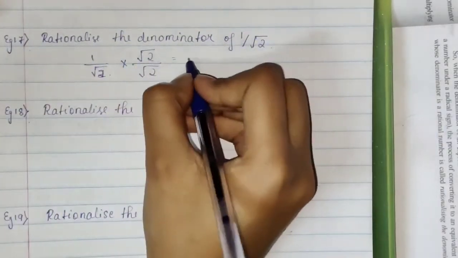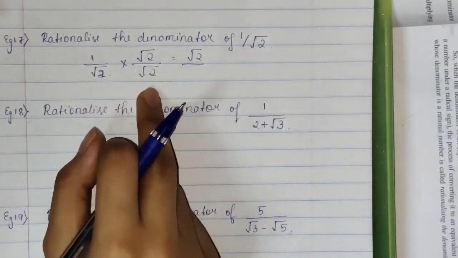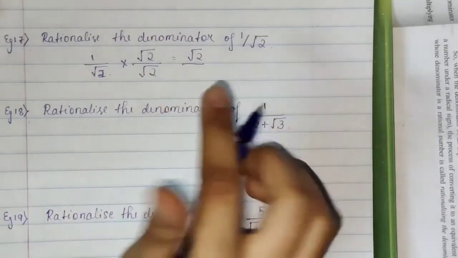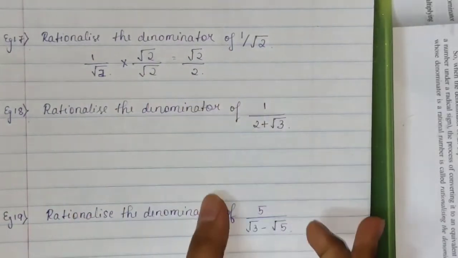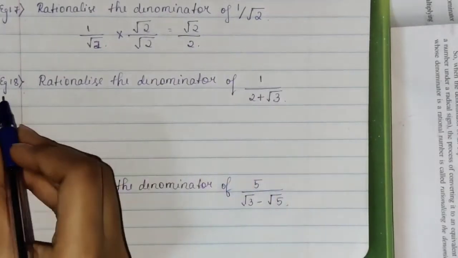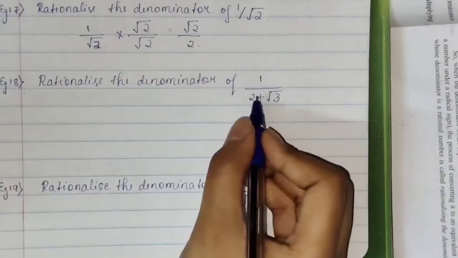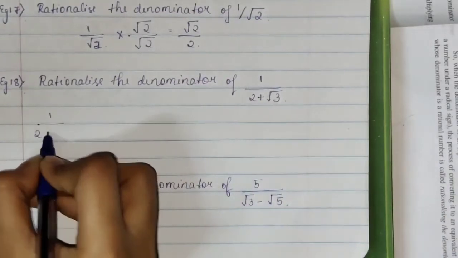Right, now 1 into root 2 is root 2, and root a into root a is nothing but a. Root 2 into root 2 is 2. So this is your rationalization. Done. The same way, let's quickly do example 18, 1 by 2 plus root 3. You got to again rationalize the denominator. Whether or not they say, you should be able to understand that.